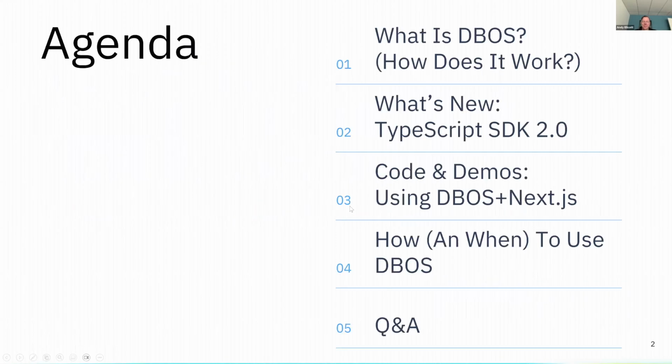Okay, so I'm going to give you what I think might turn out to be a whirlwind tour here today. I'm going to tell you what DBOS is and how it works, what's new in version 2 of our TypeScript SDK. I'll give you a little bit of demo. I think some of you guys were promised some code, so I'll hit the code and then give you a little bit of information on good times to use DBOS and one of my favorite things, when not to use DBOS, so that we save each other some trouble.